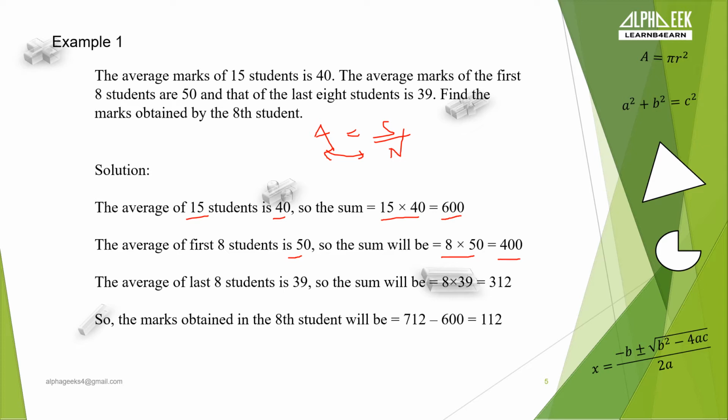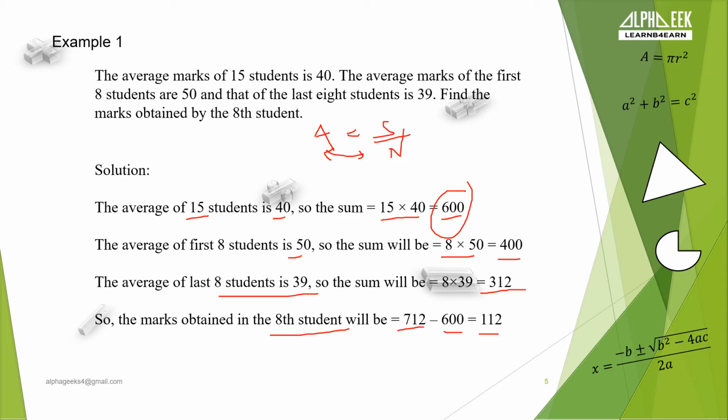Now next, the average of the last 8 students, correct? The average of the last 8 students is 39. So the sum of marks of the last 8 students will obviously be 312, correct? So if we add 400 and 312, we get 712. When we subtract 600 from 712, we will obviously get the marks obtained by the 8th student. So 712 minus 600 will give us 112.